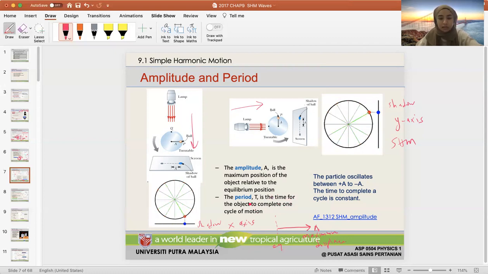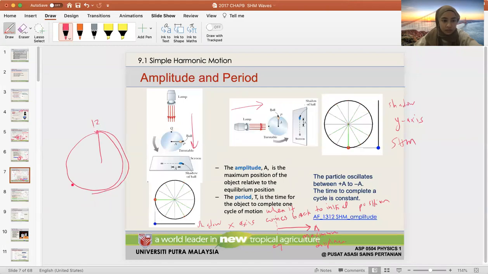And T is the time for one cycle of motion. What is one cycle of motion? When it comes back to the initial position. Sorry, lah, this is squeezed in. So imagine the clock. If I start from 12 o'clock, one cycle is back to 12 o'clock. That is your one cycle.